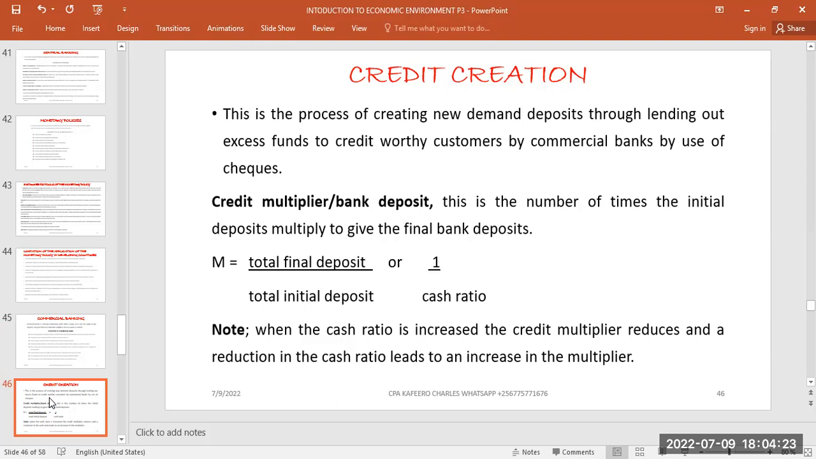This is what happens. If these commercial banks lend out money, let's say they give you a loan of 10 million, that 10 million loan they have given you, you will deposit into the account that you have opened with them. When you deposit that money, they will keep some money that they tell you is supposed to be maintained in the bank. That is the cash reserve. And that money that is kept in the bank as cash reserve will be there.